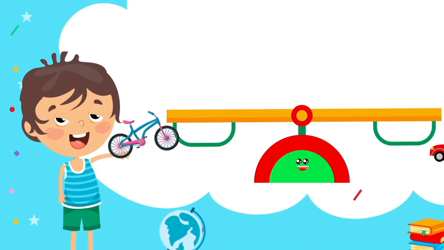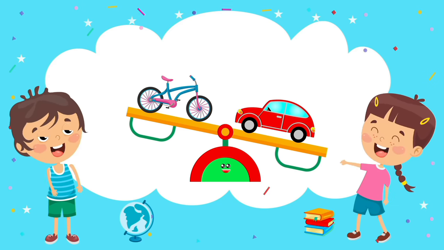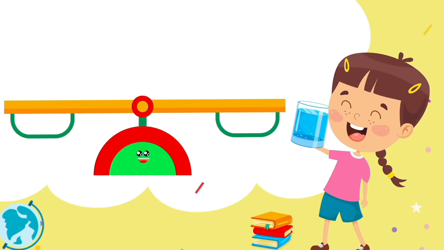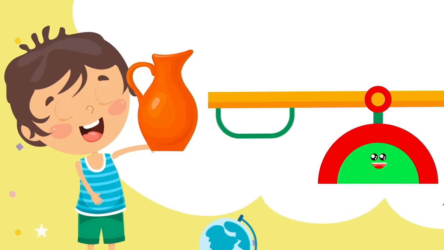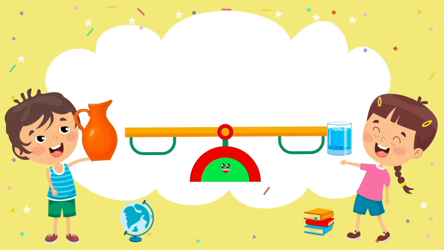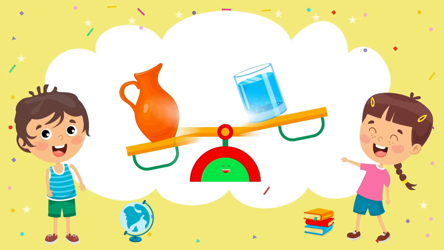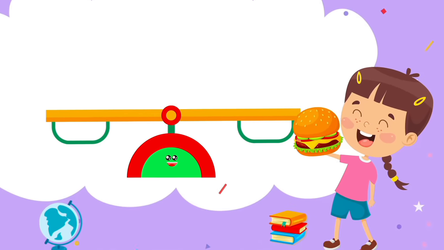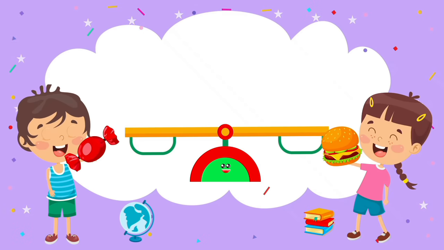And a bicycle. Which is lighter? A bicycle is lighter. A glass. Then a jug. Which is lighter? Glass is lighter. Burger. Candy. Which is lighter?